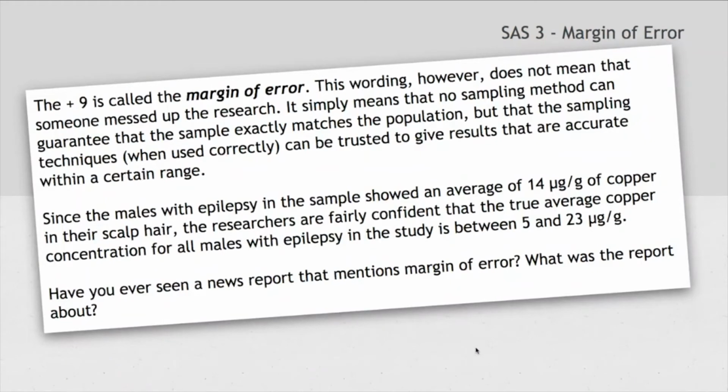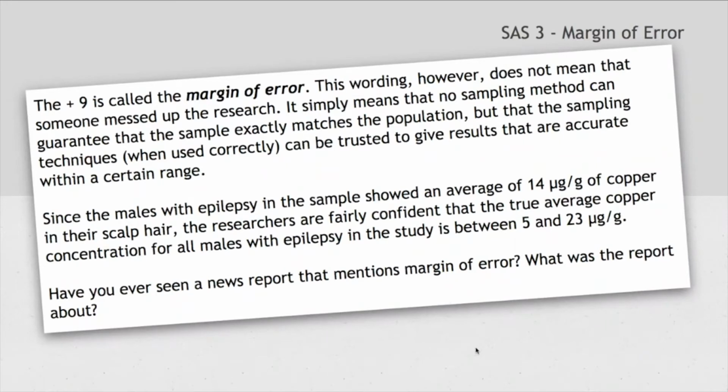The wording, however, does not mean that someone messed up the research. It means that no sampling method can guarantee that the sample exactly matches the population, but that the sampling techniques, when used correctly, can be trusted to give results that are accurate within a certain range. So the margin of error is a range of the result. Since the males with epilepsy in the sample showed an average of 14 micrograms per gram of copper in the scalp hair, the researchers are fairly confident that the true average copper concentration for all males with epilepsy in the study is somewhere between 5 and 23 micrograms per gram.